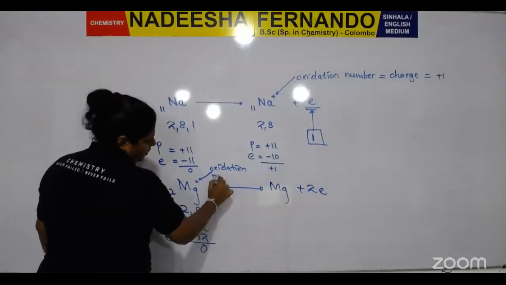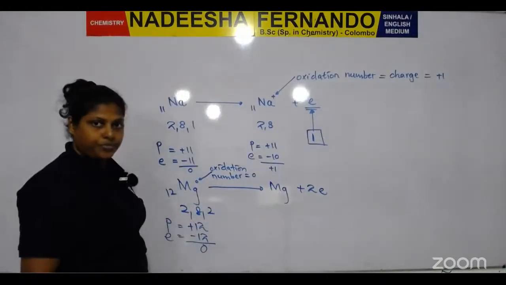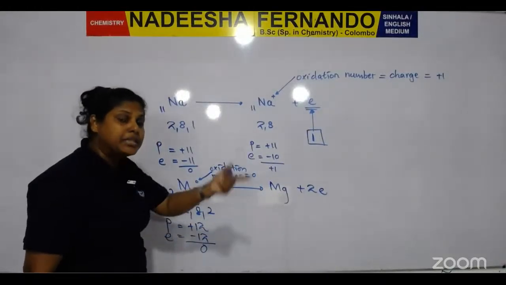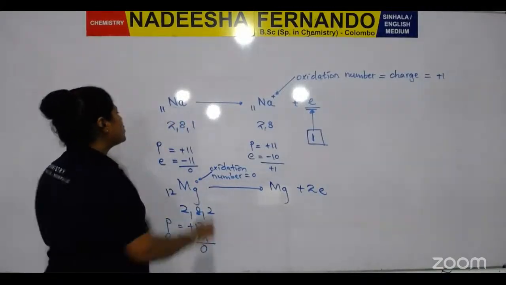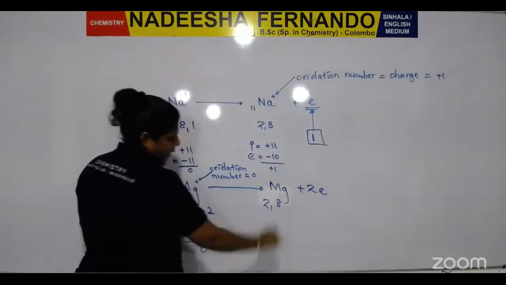Oxidation number at the elemental state is 0. Here also 0. Now the configuration is 2A.